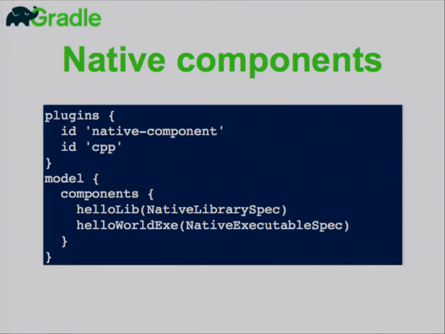And then in our model, we're saying our components are a thing called hello lib that's of type native library. Ignore the spec for now, but it's basically a native library specification. And we have a thing called hello world exe, which is a native executable specification. Those are the two things we define in our model as the components for our build. There's nothing in this model that says this hello world exe depends on that hello lib, but one thing that's interesting is that straight away we've decoupled the concept of the Gradle project from the concept of the things that are produced by the Gradle project.